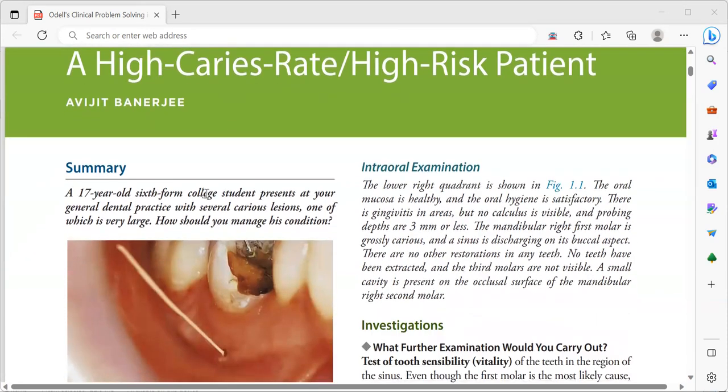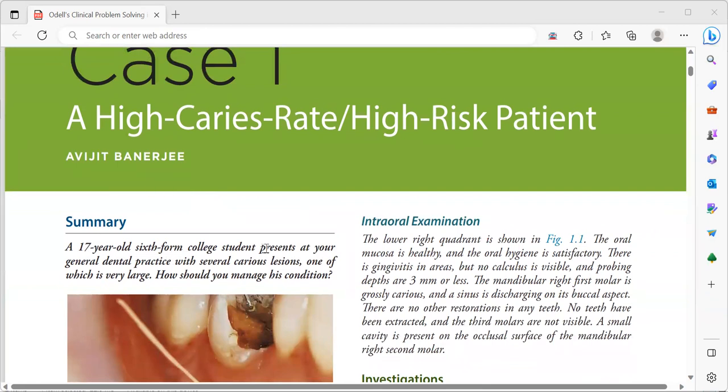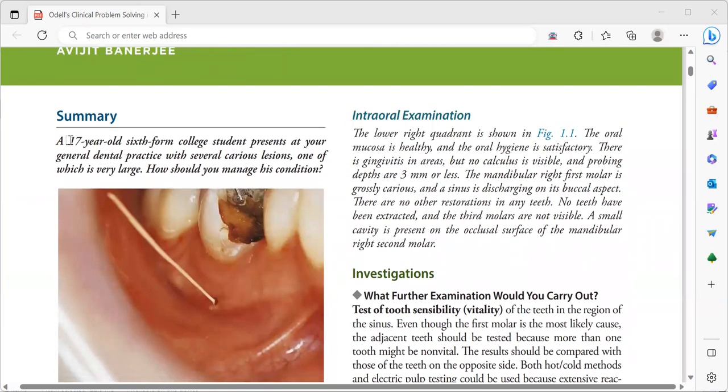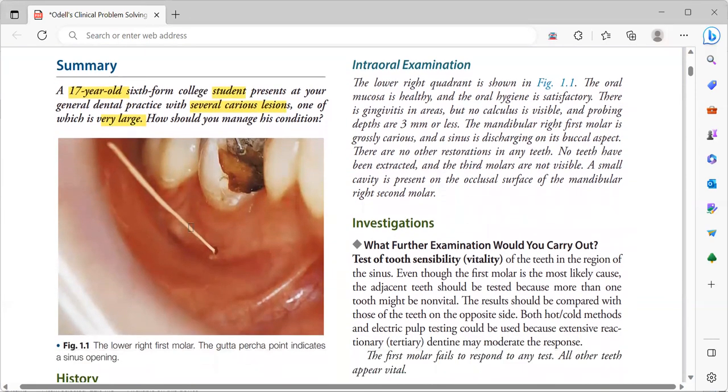Odell cases, you all know, are just a summary of the patient: how he came to your practice, what you asked in the history, what examination you did, what investigations you did, and how it went after that, until the management. So we will be reading this story here. The patient is 17 years old and a student, and he has several carious lesions, one of which is very large. How should you manage his condition?